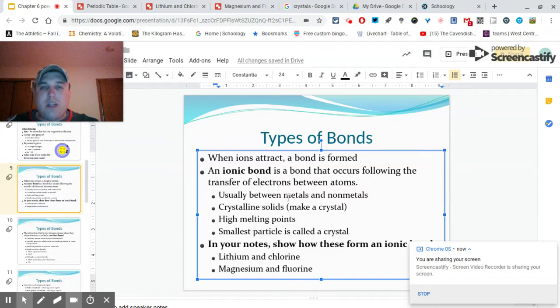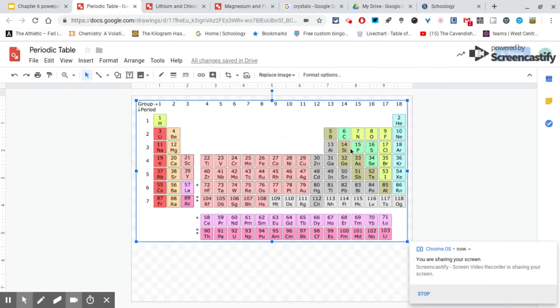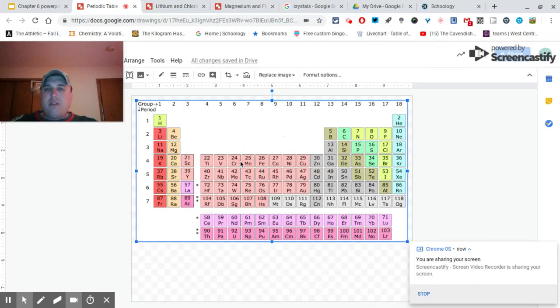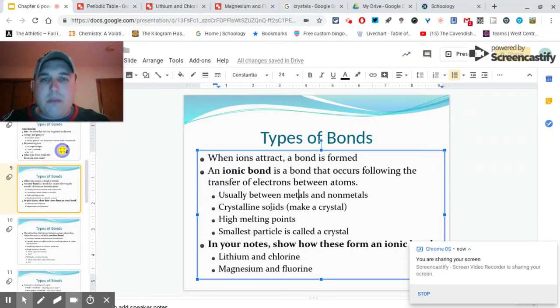Usually this happens between a metal and a nonmetal. So pause the video, write these next 4 bullets down. Okay, you have those written down. Metals and nonmetals usually form ionic bonds. Metals, again, are on the left side of the periodic table. So all these over here. So you're going to see like sodium and chlorine. So a metal with a nonmetal. Nonmetals are over here. So one of these guys with one of these guys. Potassium and oxygen will make an ionic bond. Usually they make crystals, very strong solids, crystalline solids.